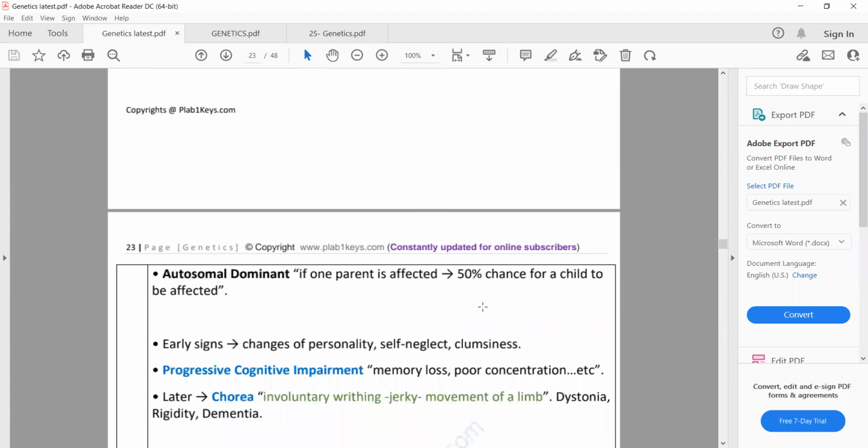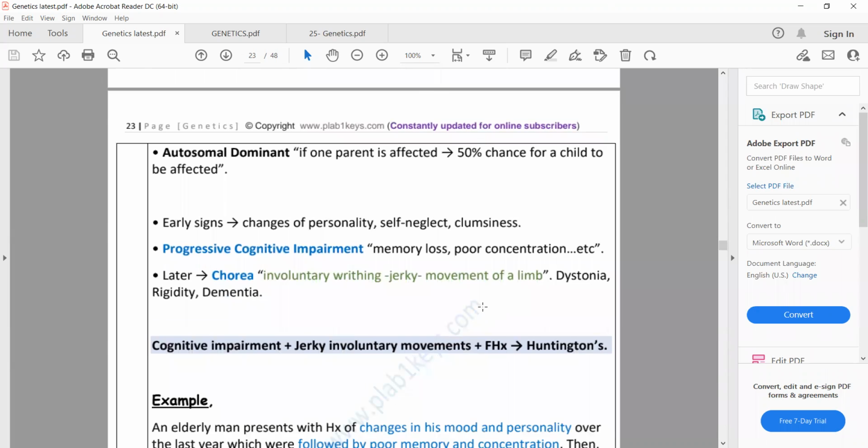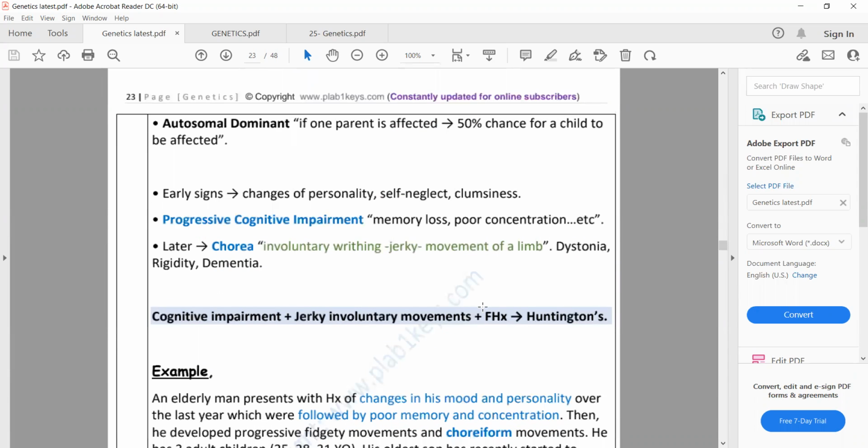Huntington disease is an autosomal dominant. So if one parent is affected, 50% of the children will be affected and 25% of the grandchildren will be affected.